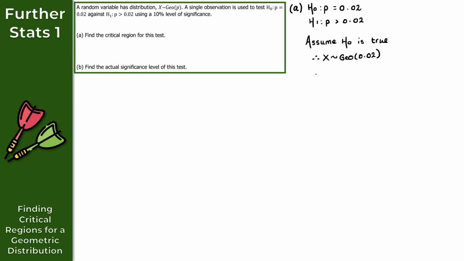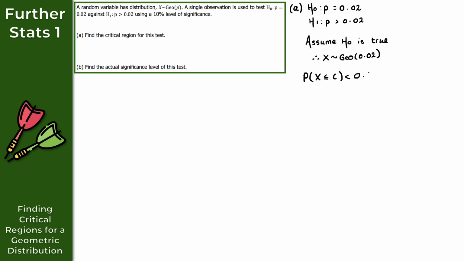Now, what we need here is the probability that our random variable x is less than or equal to some value, let's call this c, and this must be strictly less than our significance level. Notice we don't need to halve this because we have a one-tailed hypothesis test for this example. So this must be strictly less than the significance level of 10%, so that's 0.1.